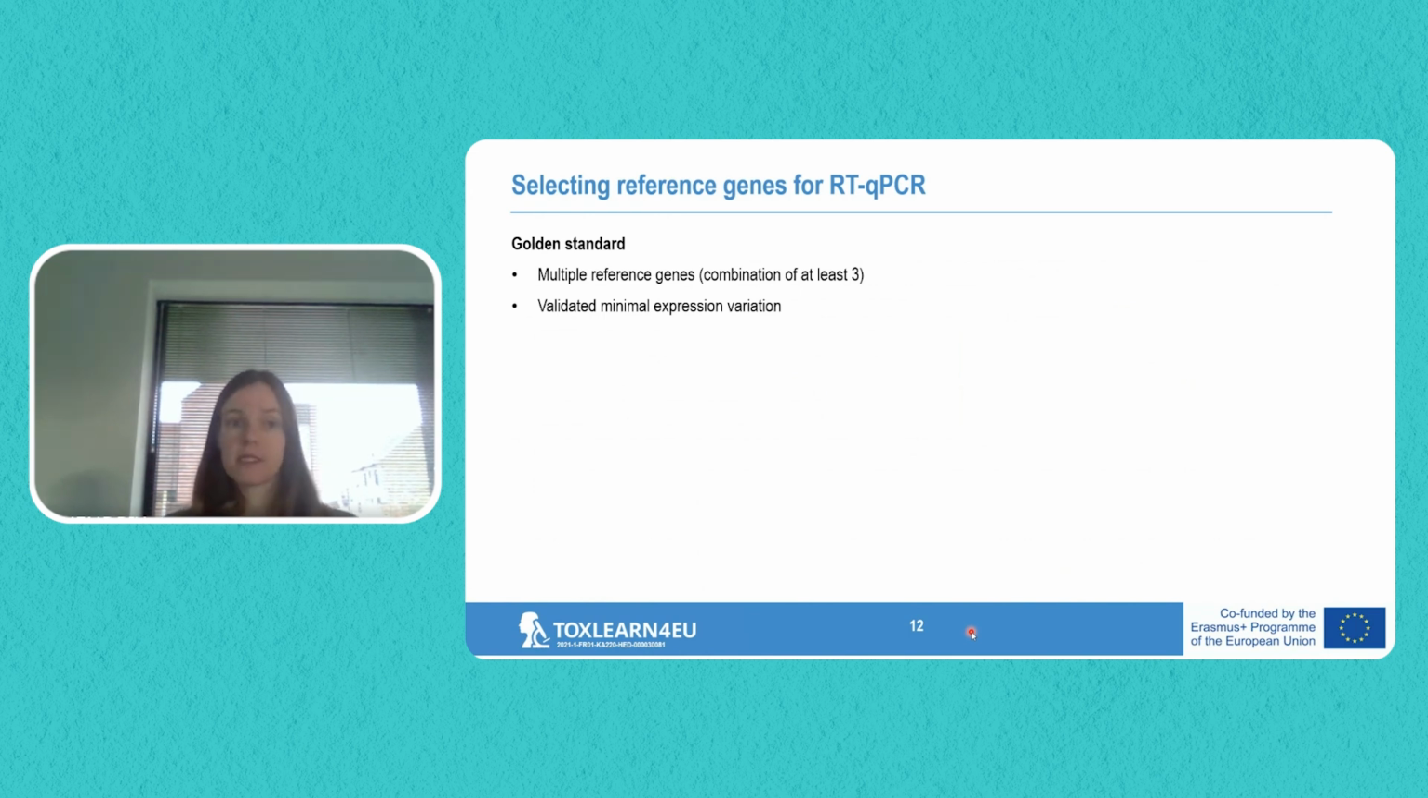Now, how can you then select good reference genes for real-time PCR? Well, the golden standard is to always use multiple reference genes. So you would always use a combination of 3 or more reference genes. So never use only 1 or 2, always use 3 or more. And you should always validate the fact that they show only very minimal variation in expression levels between your experimental conditions.